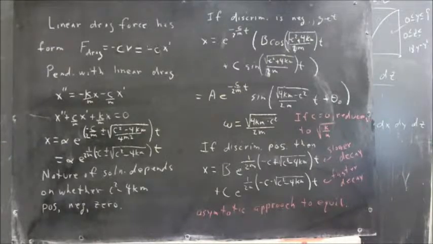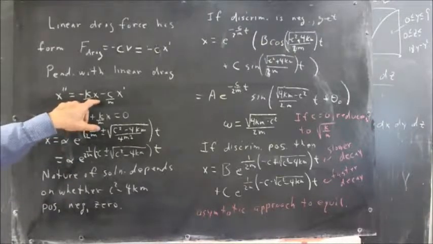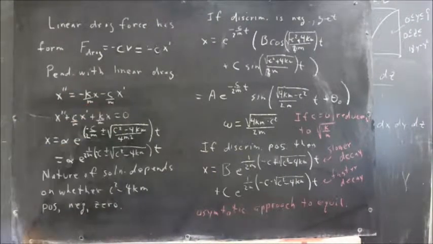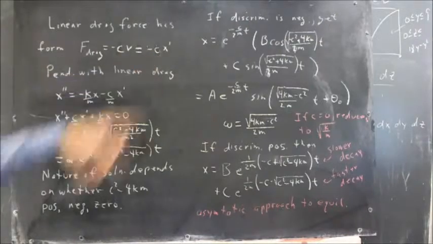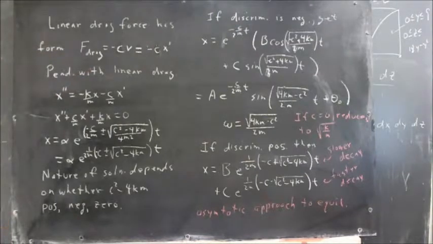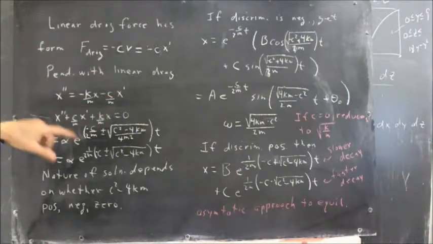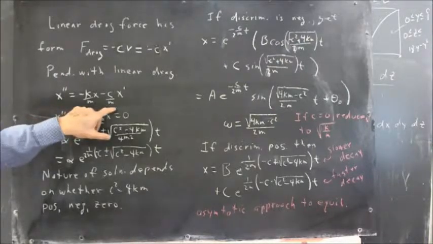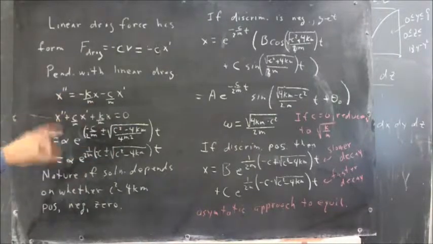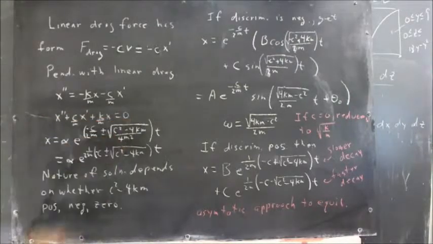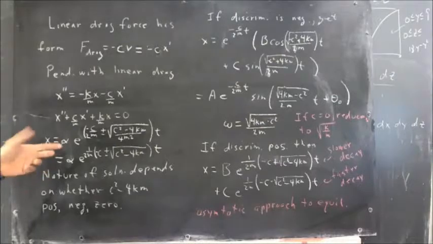Okay. So with linear drag, the net force is going to be, well, again, you have the negative K x, the restoring force, and you have negative C x prime, which is the drag force. That's equal to the net force, which is m x double prime, and I've divided through by the m here. Rearranging this, we get the equation x double prime plus C over m x prime plus K over m x equals 0.